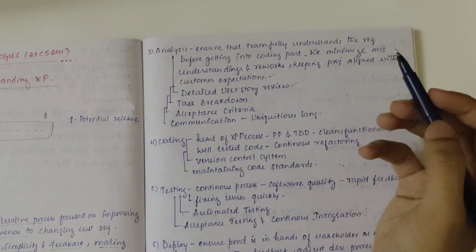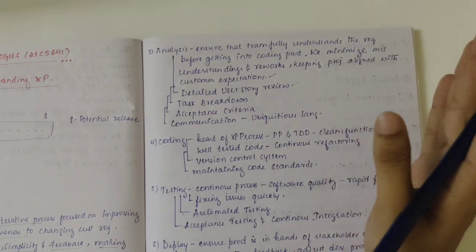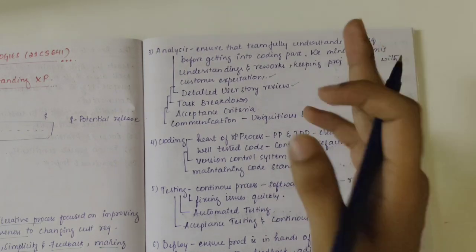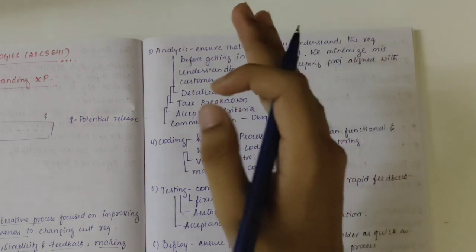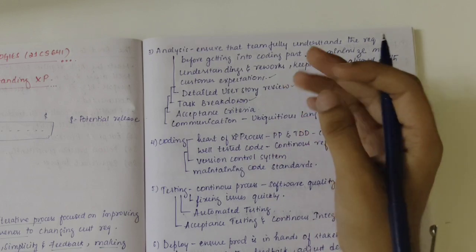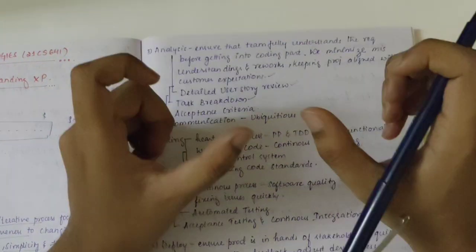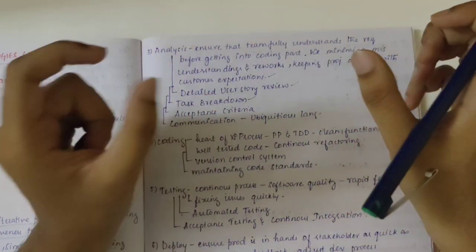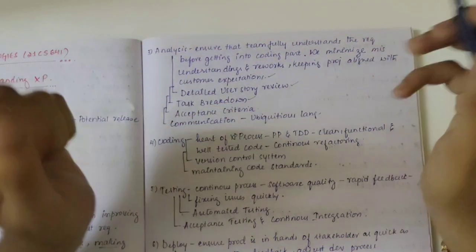Next we have detailed user story review. Developers and customers review and refine the user stories. They sit together, have a meeting, have a conversation with each other, and then come up with a clear and detailed description for the implementation. Then task breakdown: a big, entire user story is broken down into smaller subtasks, each of which gets completed. In one iteration, one task would get completed.